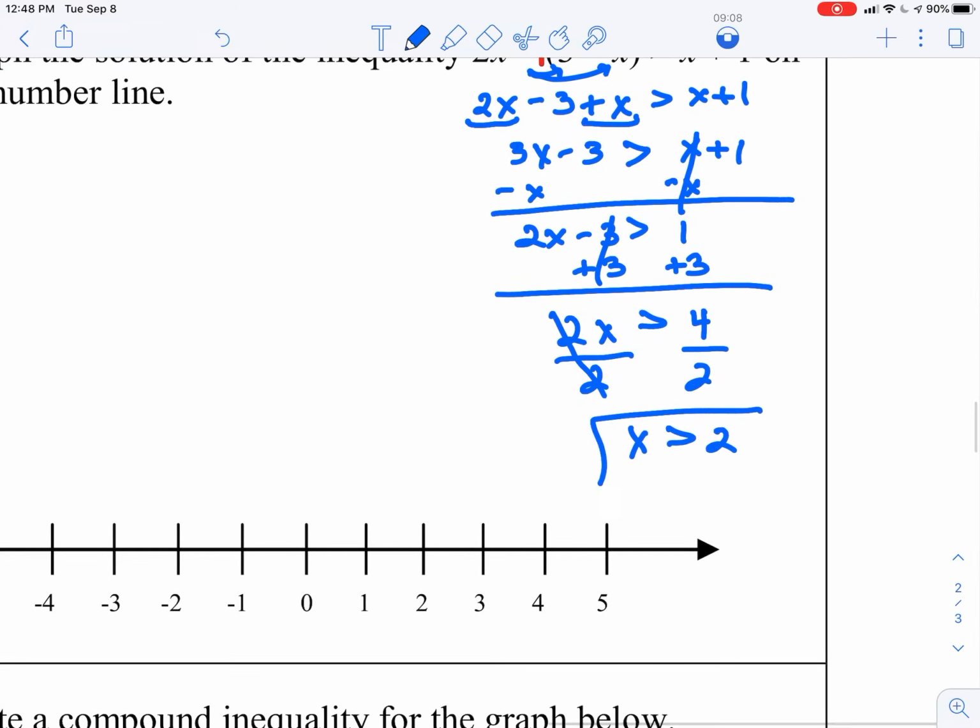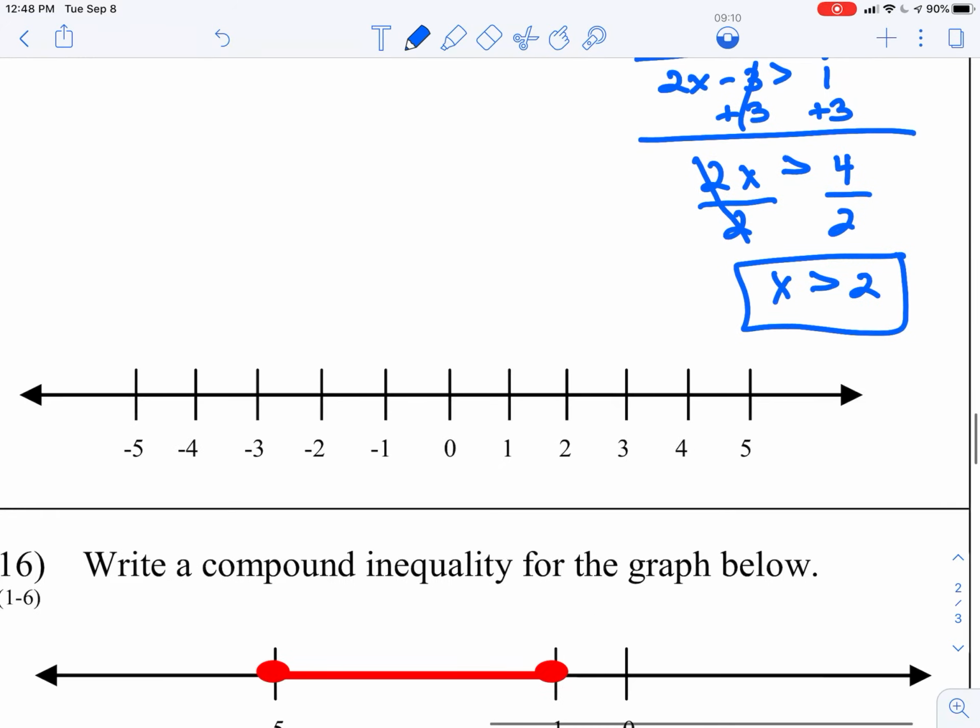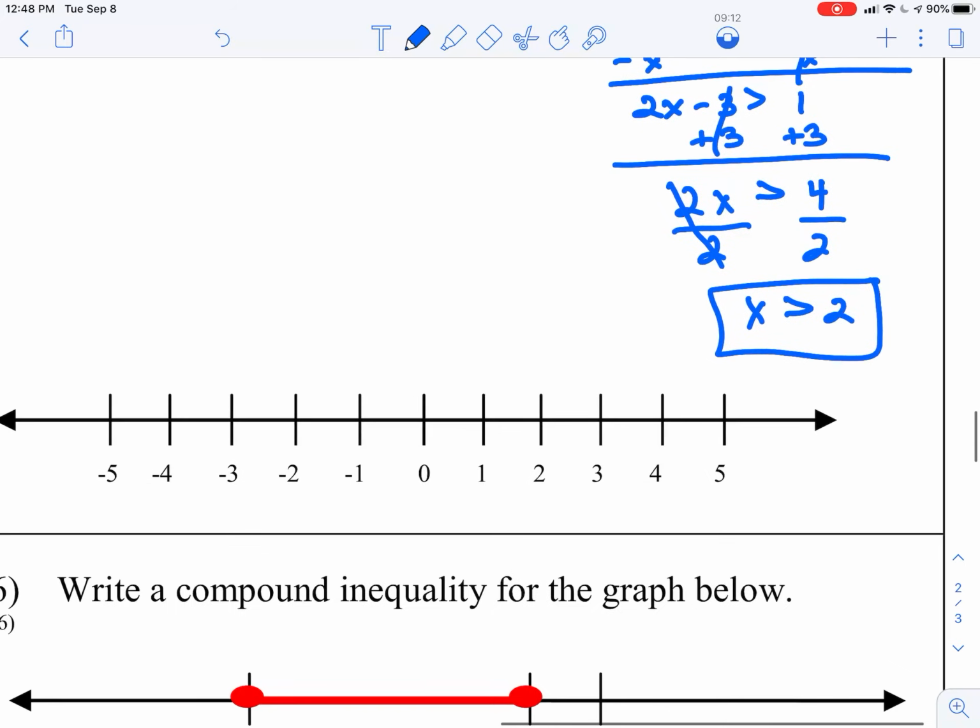Okay, so there's the solution for this, so we need to figure out how to graph this. So I am going to put a red pen to this, and we're going to find 2, and I said that x is greater than that 2.